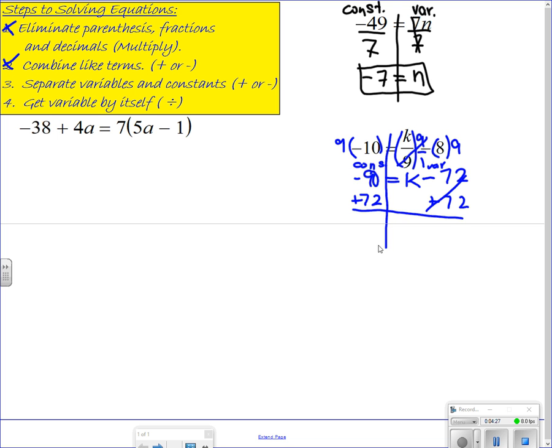These will cancel, so the answer will be k is equal to negative 90 plus 72. You need to subtract. 2 minus 2, can do that and make this an 8, borrow, and make this a 10. 10 minus 2 will be 8, and 8 minus 7 will be 1. And because the negative is bigger, this should be negative 18. So the answer will be negative 18. Okay?